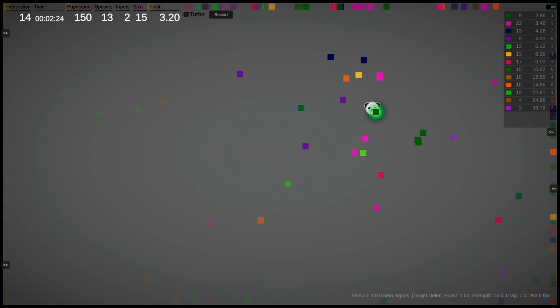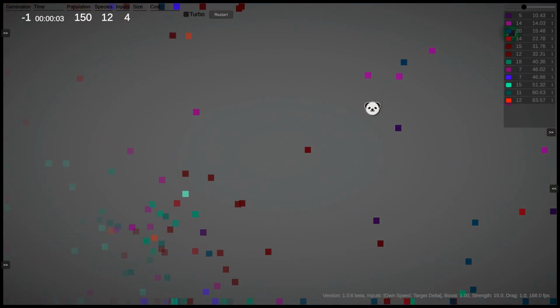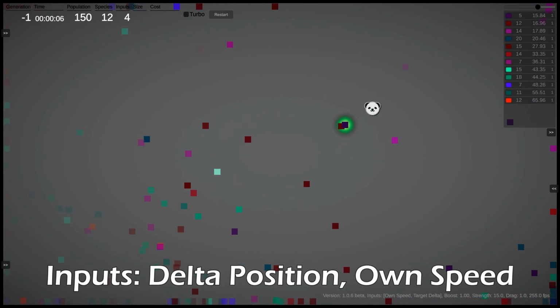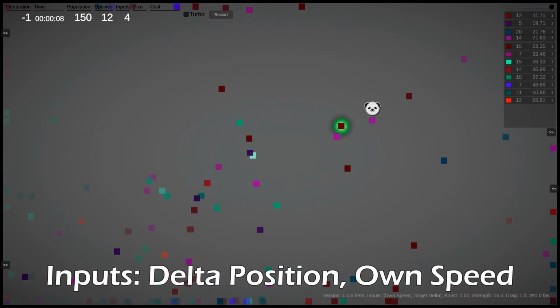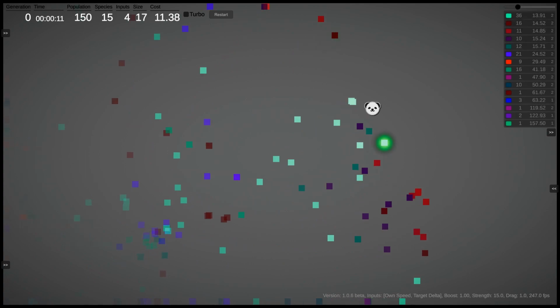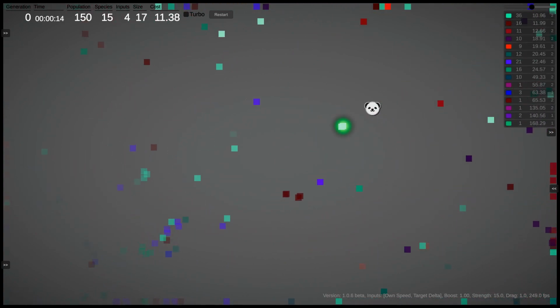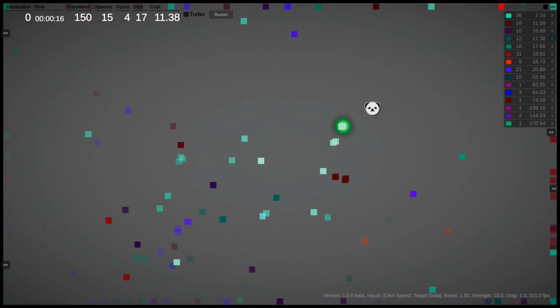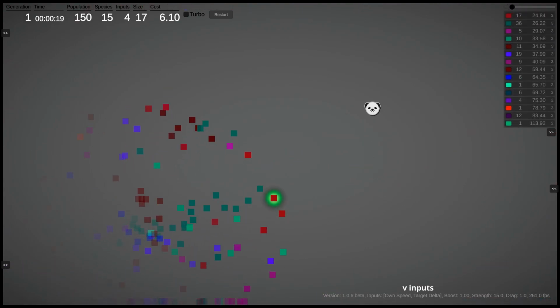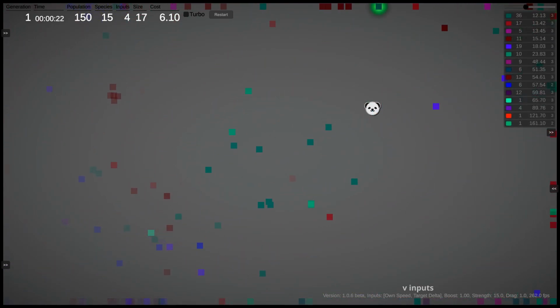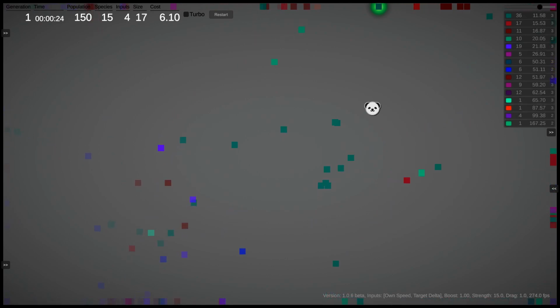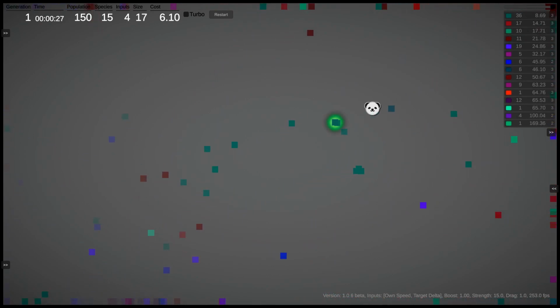The creatures previously didn't know how fast they were going, which makes it hard to find a very good solution. In this example, we provide the creatures with both the delta position and own speed. This allows the creature to slow down when going too fast and speed up when going too slow.